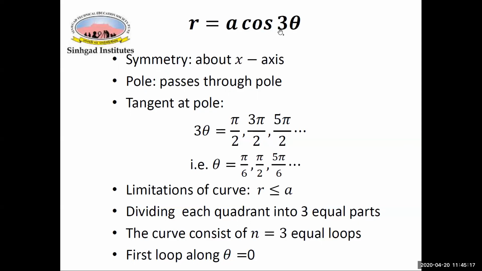Since n is 3, divide each quadrant into 3 equal parts. n is odd, so the curve will have n loops, that is 3 equal loops. Since the curve is cos, the first loop must be drawn along the line theta equal to 0. So these all are the conditions. Now we'll see how to draw that curve.